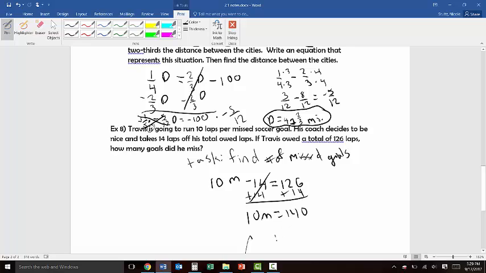And then we solve. We're going to add 14, and that gets us 140. And then we'll divide by 10. So he has 14 missed goals.